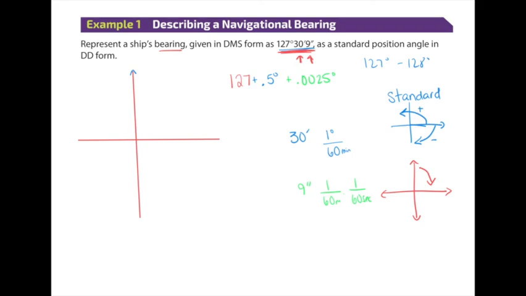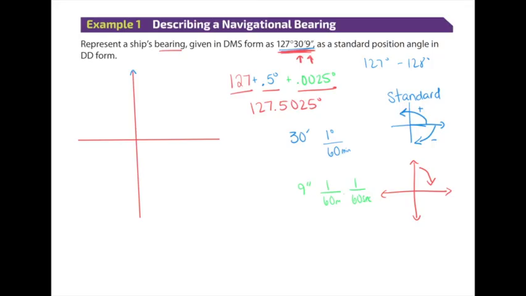All right. And so if I'm going to convert, I am going to add all those up. So I'm going to say 127 plus 0.5 plus 0.0025, and I'm going to get 127.5025 degrees, which is a crazy degrees. All right.